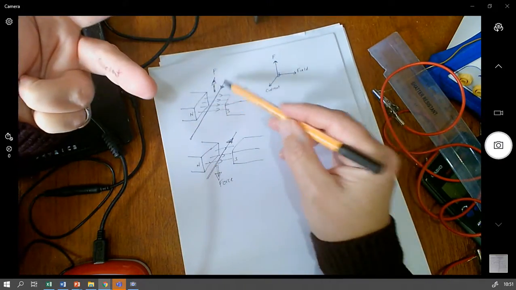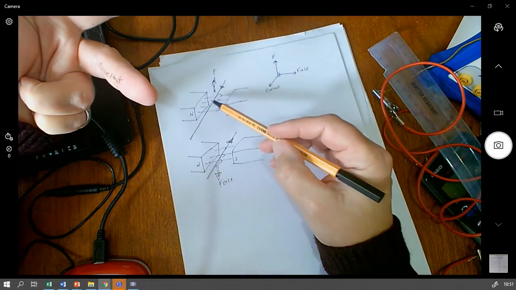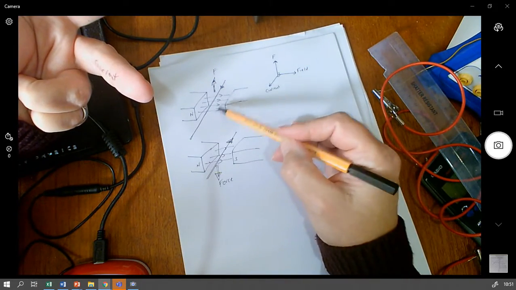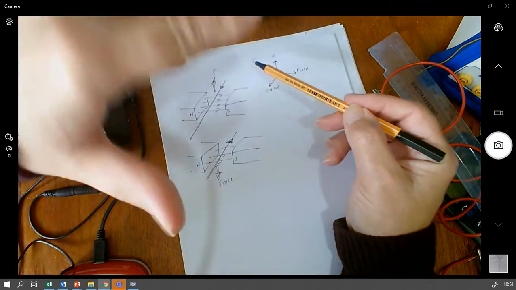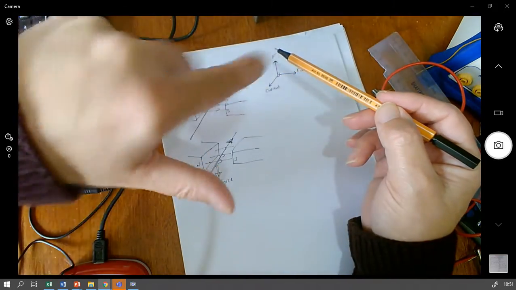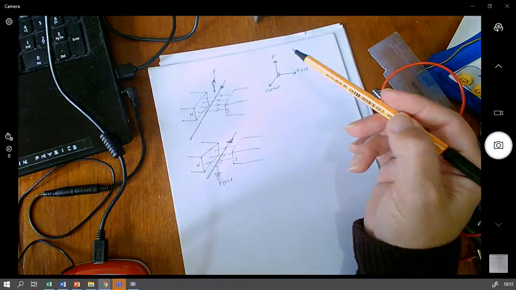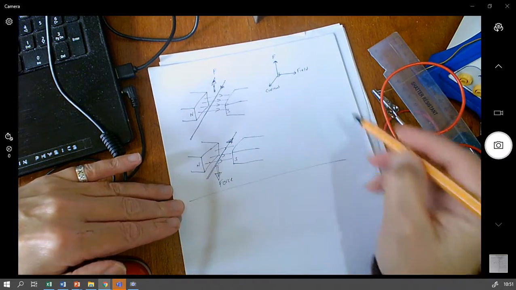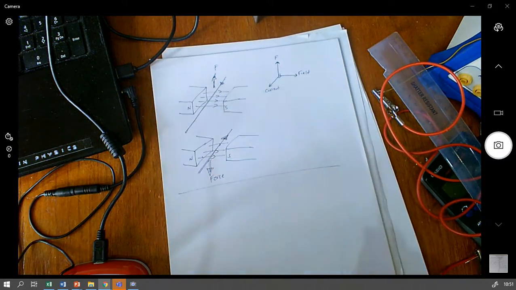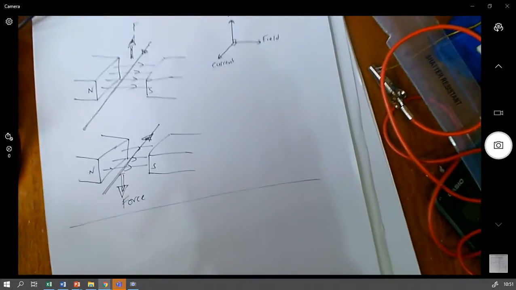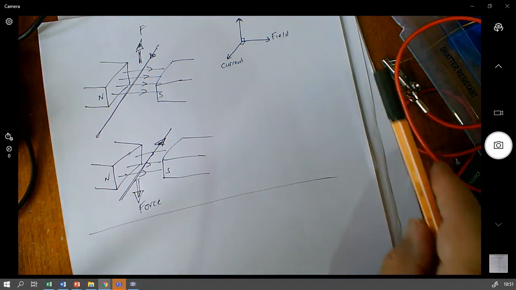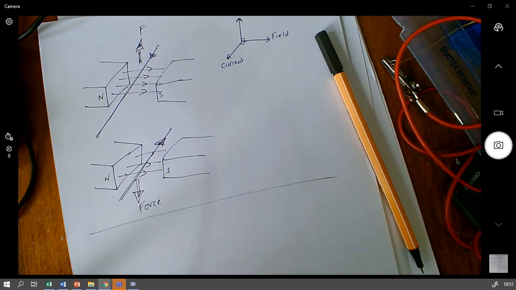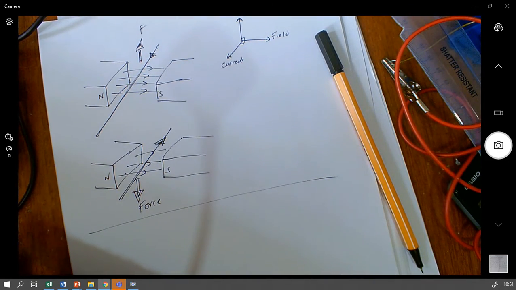In solving these problems, you may be given a field with a direction and the current direction, and you have to work out which way the force is going to go. You have to use Fleming's left-hand rule. There are some second questions for you to answer, and they will be posted in chat as well. Gosh, really hard doing this online. Okay, so enjoy.